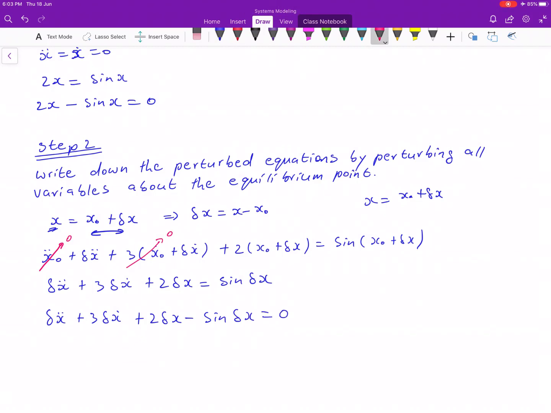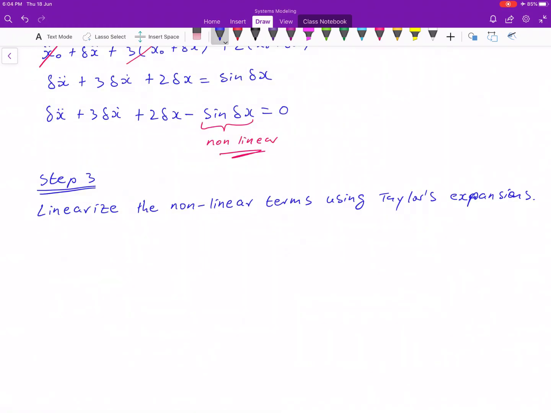Now you can see that this is our nonlinear part, and that's the part that we want to linearize. So step 3: linearize the nonlinear terms using Taylor's expansion.